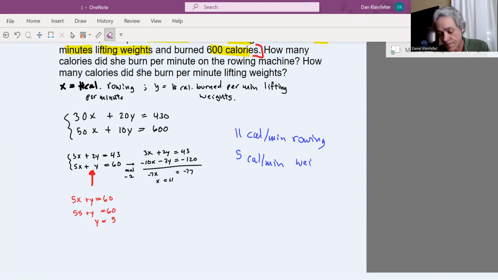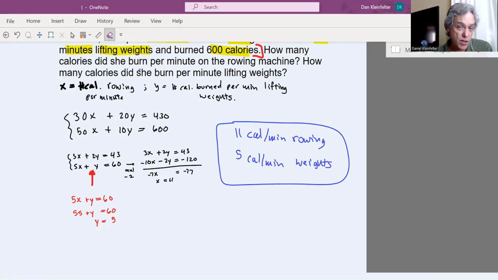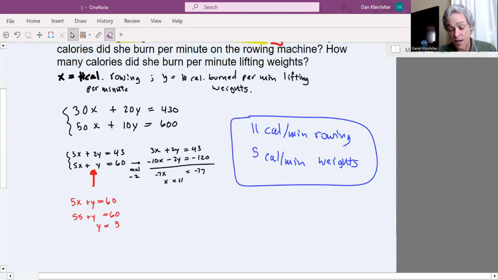on the weights. If you are doing this in a math class where you are doing paper assignments, make sure you write out your answer clearly like that. If you're using some sort of online homework system, like My Open Math or something, then frequently the problem will ask you, okay, calories rowing, and then you type the answer into a box. Calories on the weights, type the answer into a box. Make sure you put the right number in the right box. It's unfortunate to go through all this work and it appears that you missed it because you put the wrong number in the wrong spot. Okay.